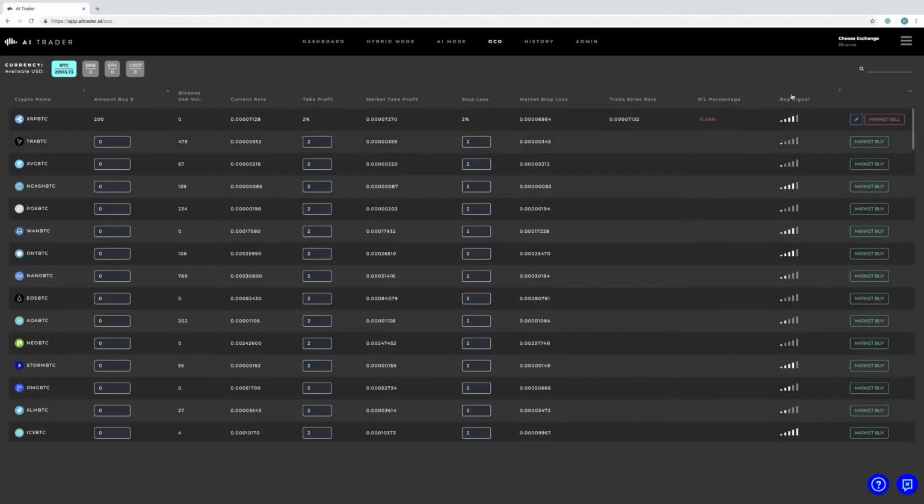We also have these buy signals here that give you an indication of which pairs are more likely to be a good buy at that particular time. So you can use this to determine whether it's a good time, whether to go into a trade or not.